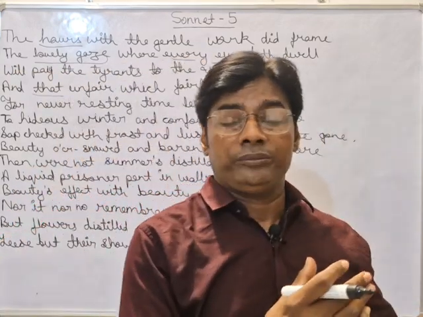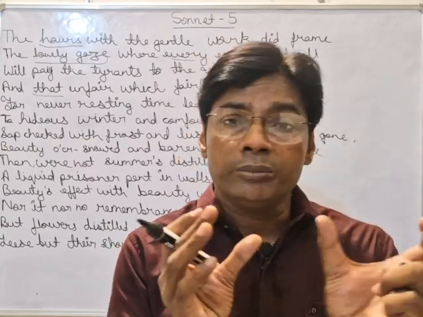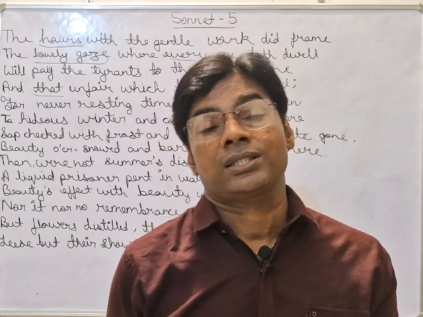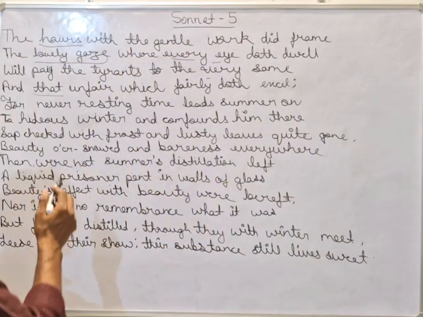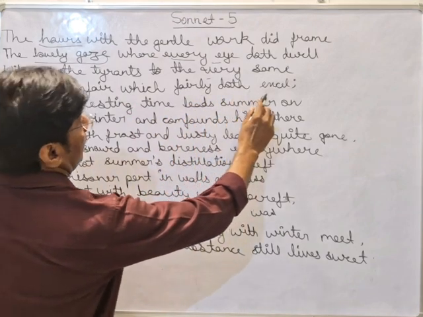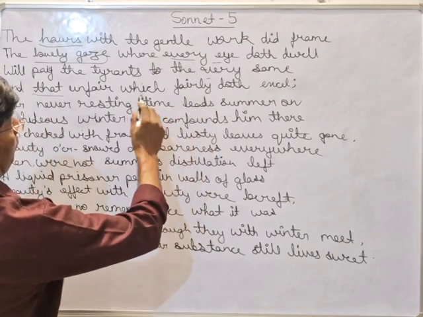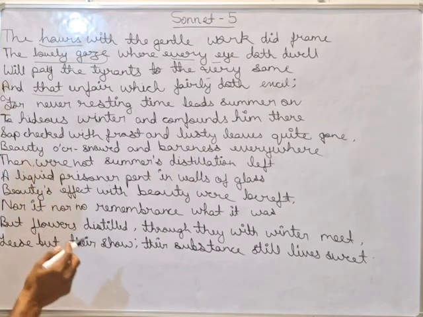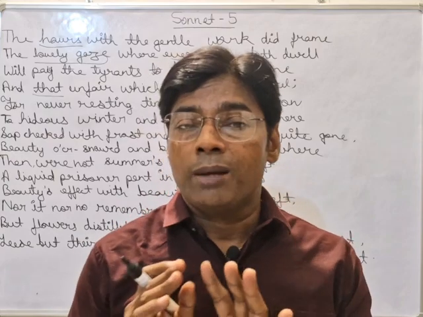And how time takes away the beauty of that beautiful object it cast, it framed, it shaped. And that unfair which fairly doth excel, hold, that beauty which fairly doth excel means hold. So, my dear friends, I think the first quatrain of the poem is absolutely clear.